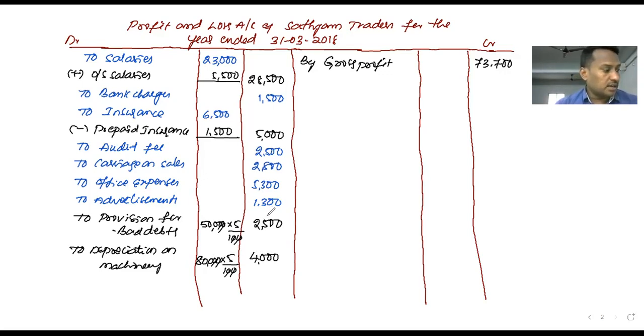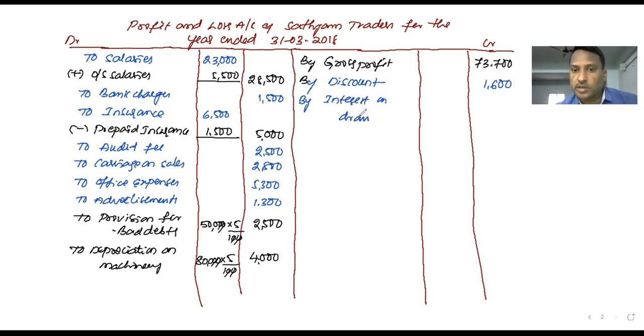Let's move to the credit side. So credit side, by discount. By discount, the value is 1,600. Next, by interest on drawings. The value of interest on drawings is 2,400. Right. So all the profits, expenses and losses have been recorded.